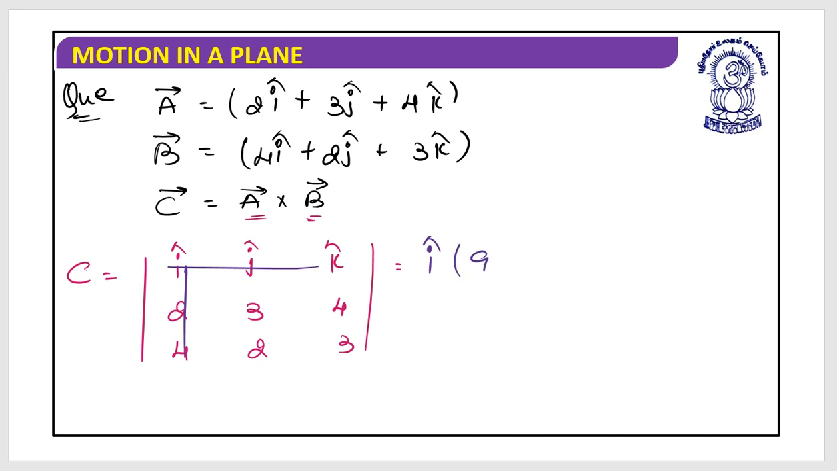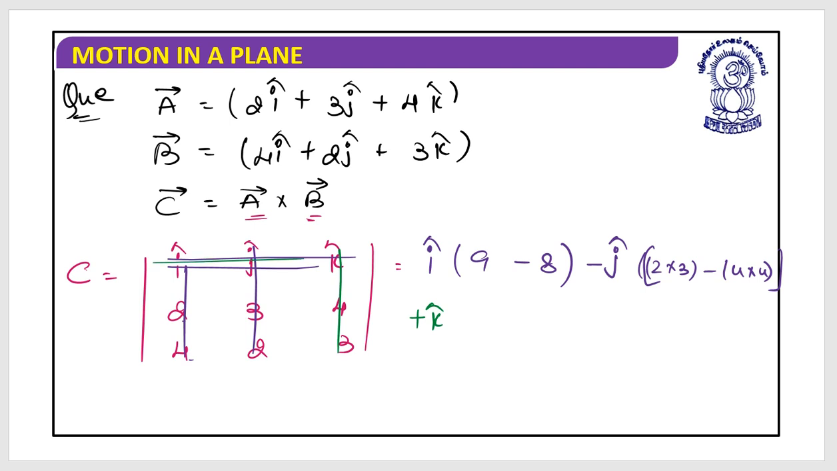This is 3 3s are 9, minus 2 4s are 8. I hope you can do it. Then minus j, forget this and forget this. What else remains? 2 3s are 6, it's 2 into 3 minus 4 into 4. Then you need to write plus k. So this is 2 into 2 minus 4 into 3.